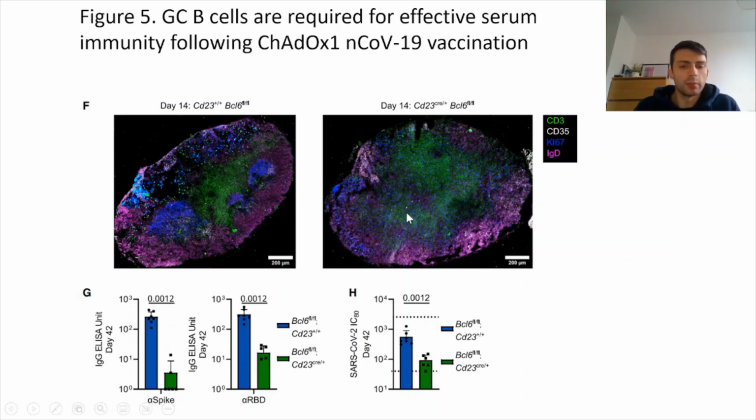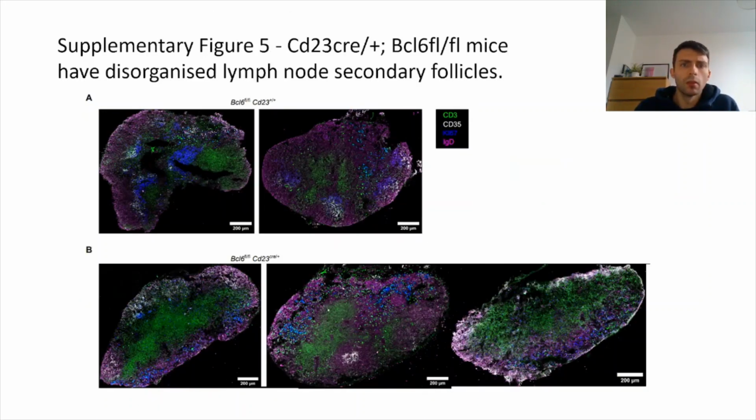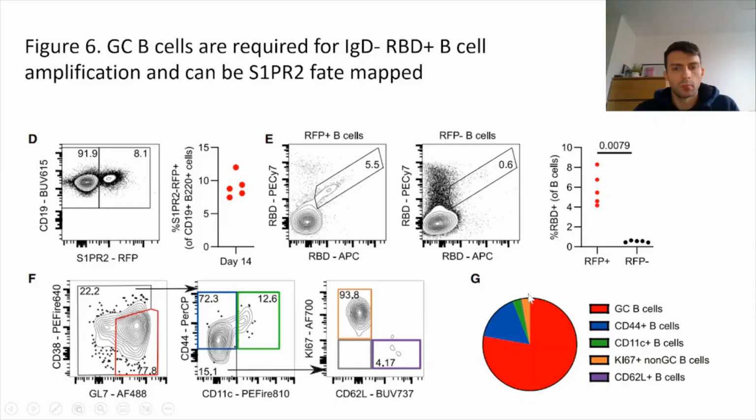And so unsurprisingly, when we looked in the serum, we saw a strong decrease in anti-spike and in anti-RBD IgG, and a decrease in neutralization capacity of the serum. And so quite unsurprisingly, germinal center B cells are required for effective serum immunity following ChAdOx1 nCoV-19 vaccination. Supplementary figure 5 comes next, and this includes more lymph nodes which you can look at, essentially just proving that our staining is quite reproducible.